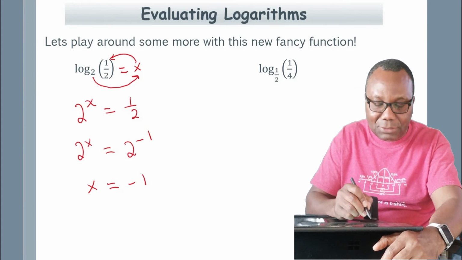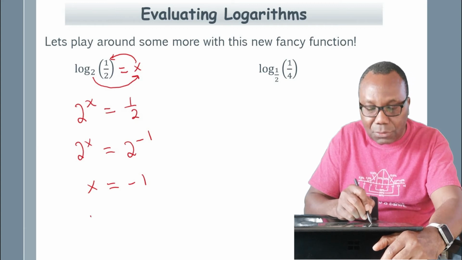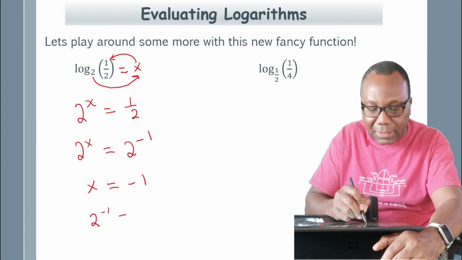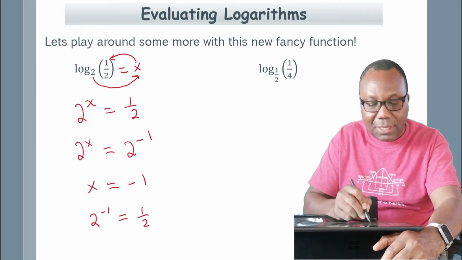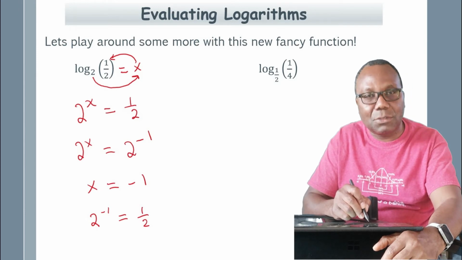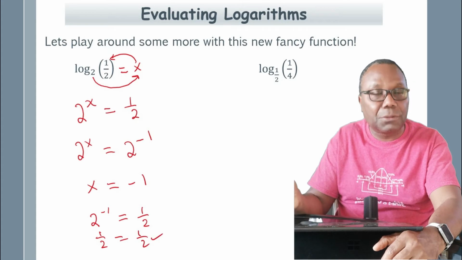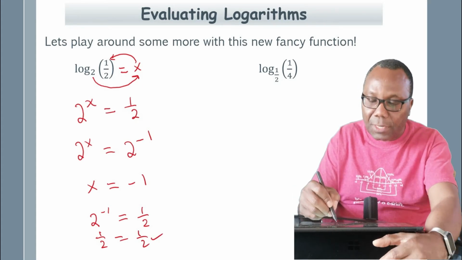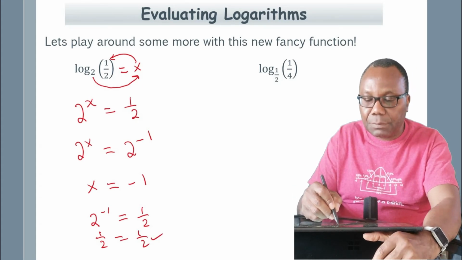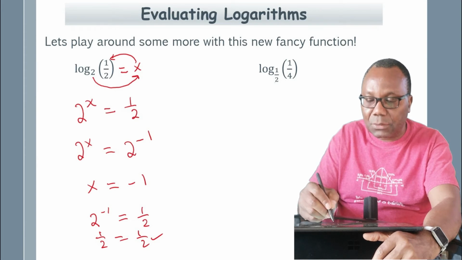We can test that it's true. Let's test it. We know that 2 to the power of -1 is actually 1/2 because the negative exponent says to do the reciprocal. So 1/2 equals 1/2, which is true. Here is one more. To what exponent must 1/2 be raised to get 1/4?